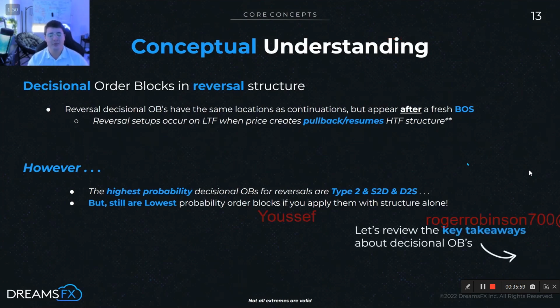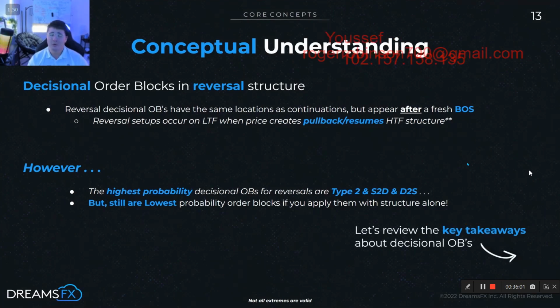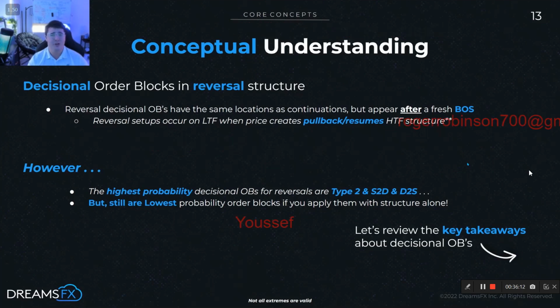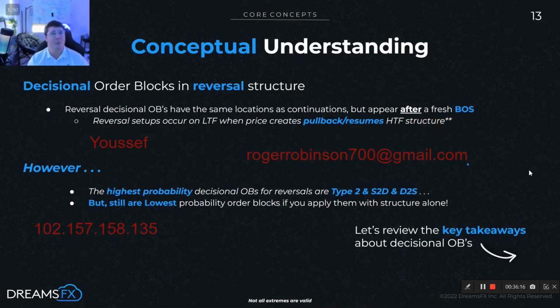Now, let's finally review the key takeaways about decisional OBs. So the reversals of our decisionals will be discussed in the next lesson, as they directly correspond to the best and highest probability decisionals. Everything that you've learned about so far with the 3 different types, you can still apply them for the reversal trades after BOS, but they become significantly riskier if you don't know how and when to apply them.